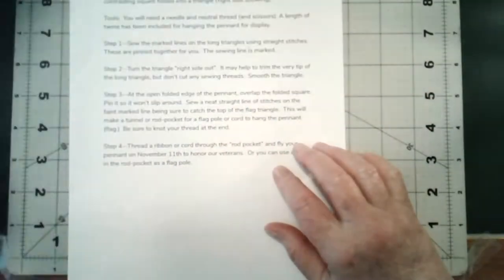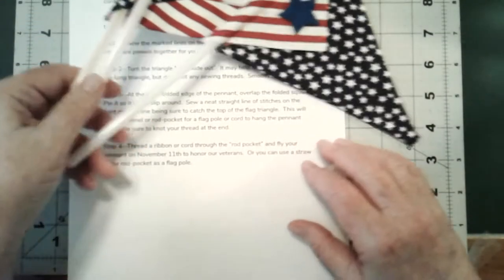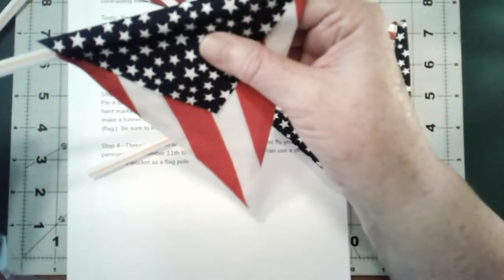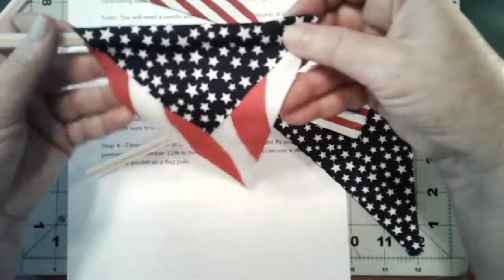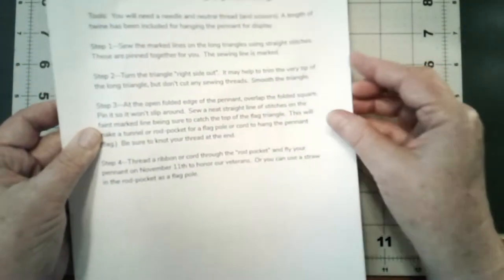This is a really simple, straightforward craft. Aren't these cute? You can put them on little flagpoles, or I put a thread in your kit and you can run the thread through here and hang the pennant that way. The instructions are quite simple. It's very much like the way we made the pillow.